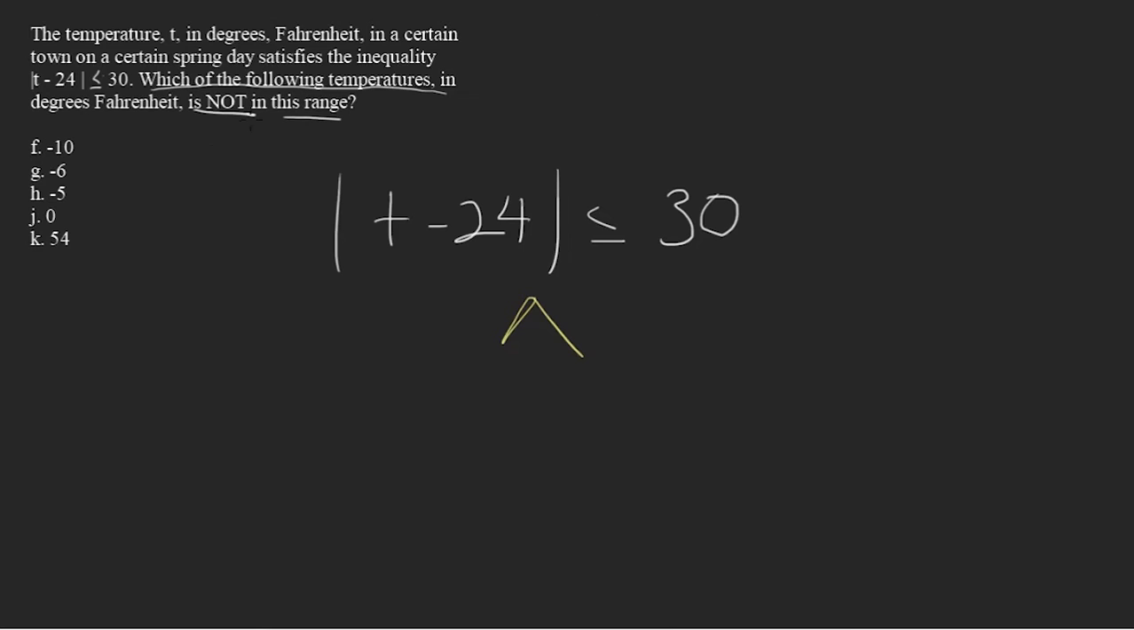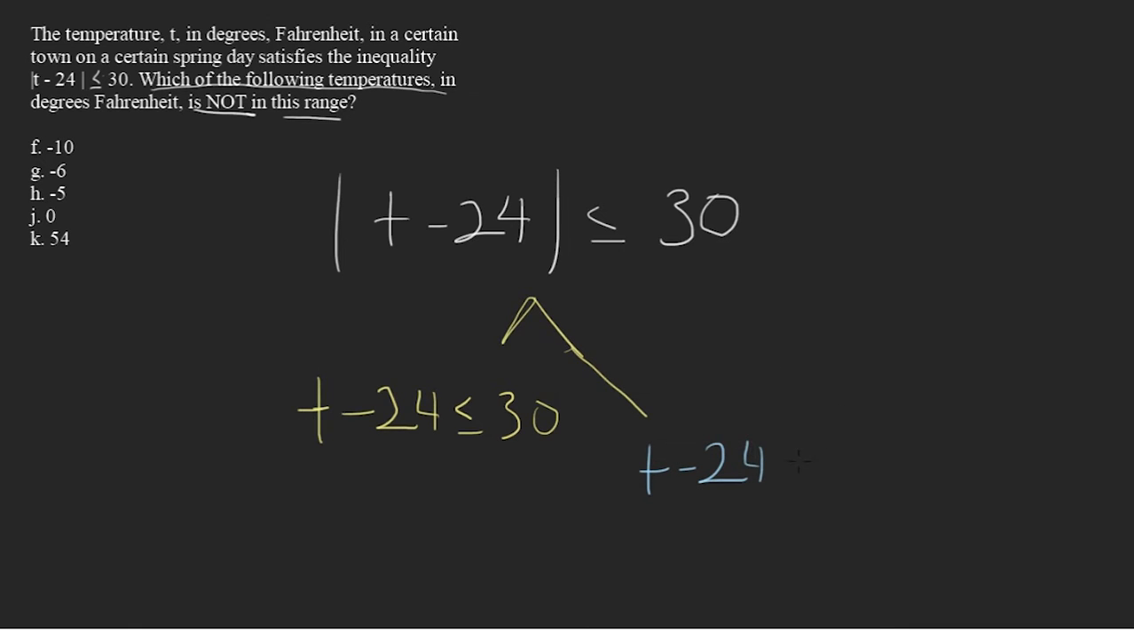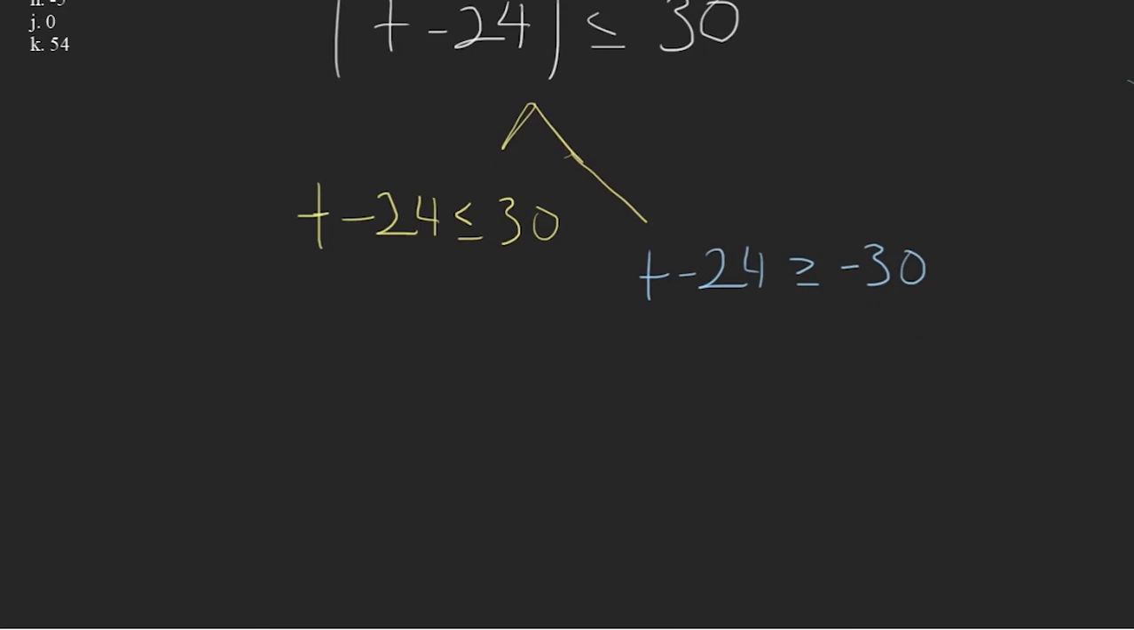We're going to split it into 2. So we get T minus 24, and what do we do here? Less than or equal to 30. And what do we do on the right side? Try to consciously describe what we're going to do. We're going to do T minus 24. There's 2 steps here. Is greater than or equal to negative 30. Okay, let's solve each of these, and it should be a cinch.